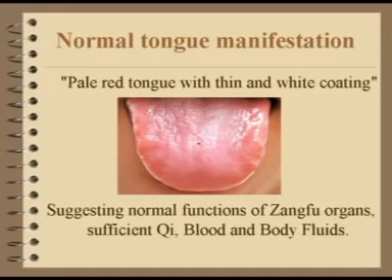The normal tongue is usually described as a pale red tongue with thin and white coating, which suggests normal functions of the zangfu organs, and sufficient qi, blood, and body fluids.